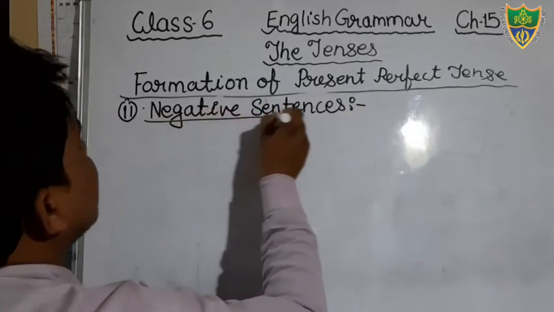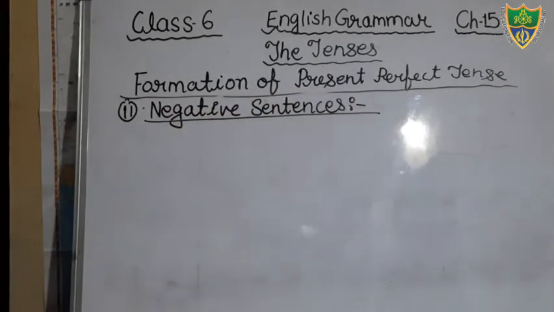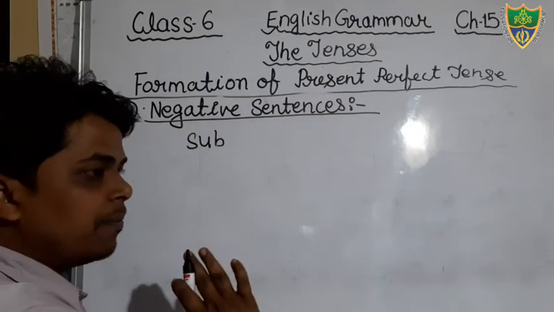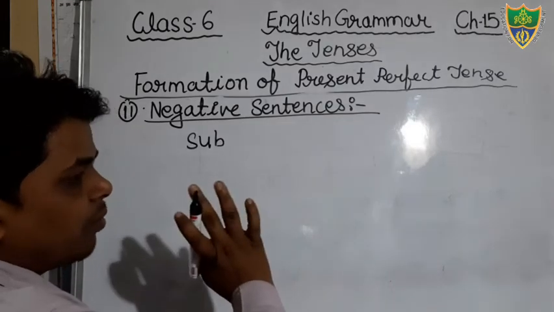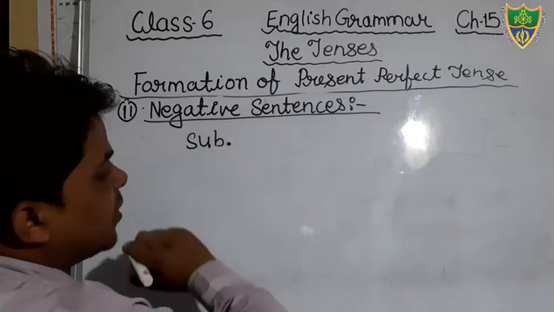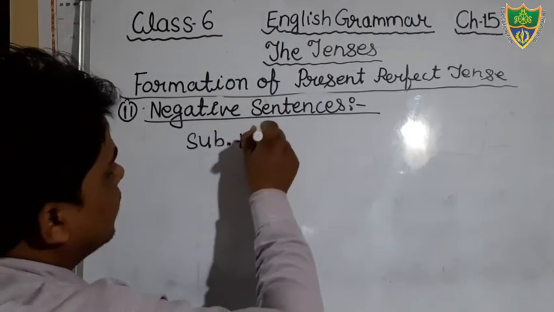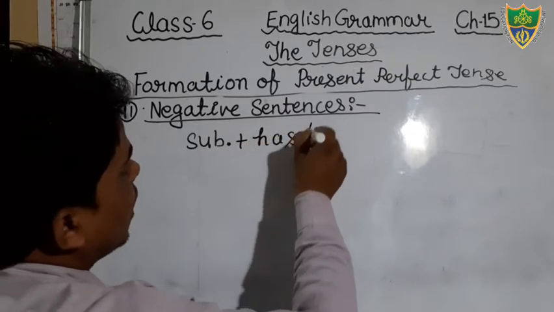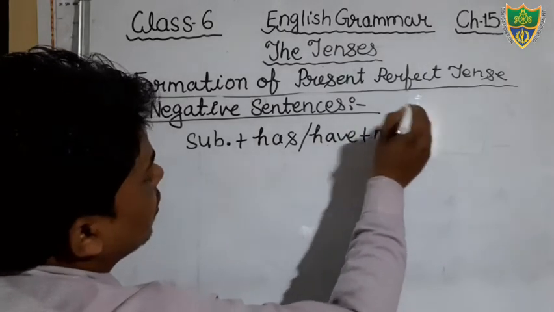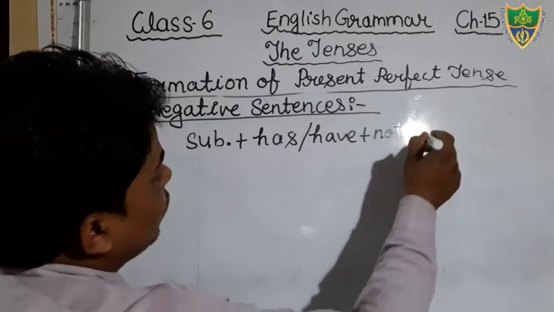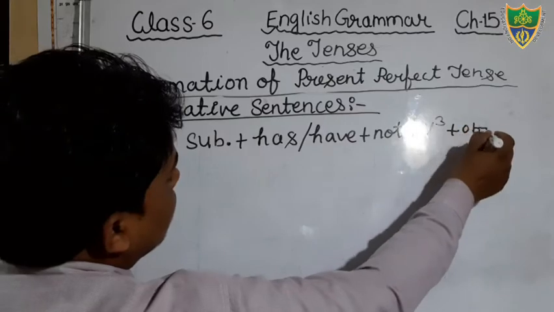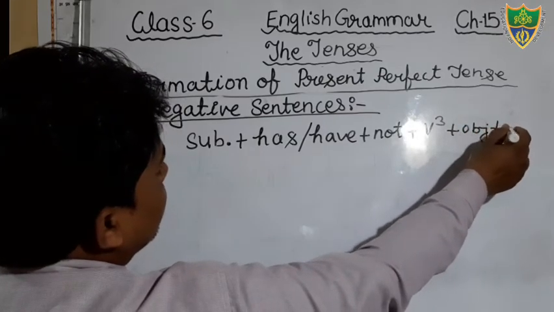Just see. What would be the negative structure? There will be subject. The same thing will be there. Helping verb will be same. Same pattern you will follow. But here, after the subject, just see here. There will be subject. Then after, has or have according to the subject. Then after, you will use the negative word not. Then after, you will use the verb, third form of the verb. Then after, object. Then after, full stop.